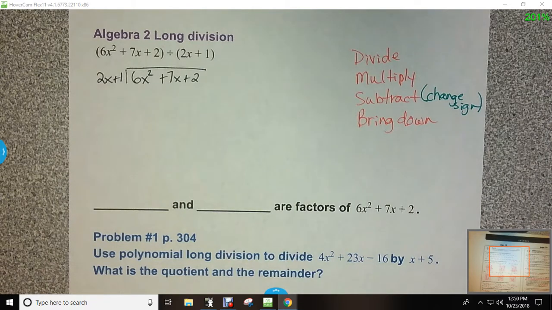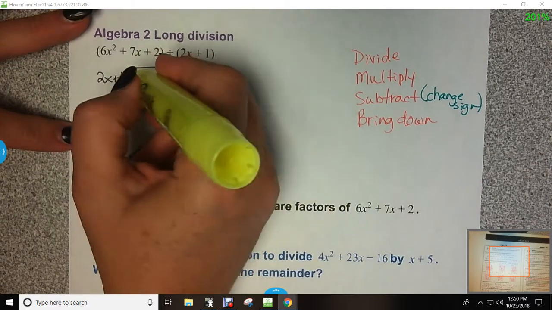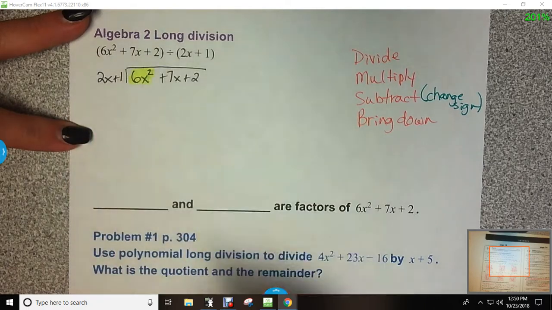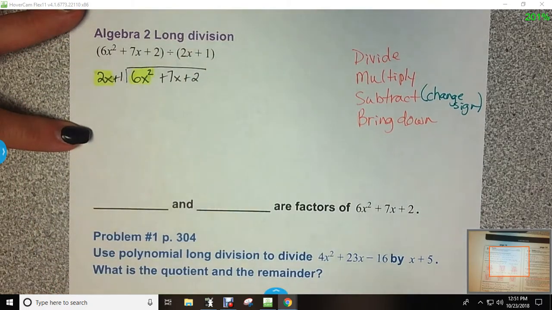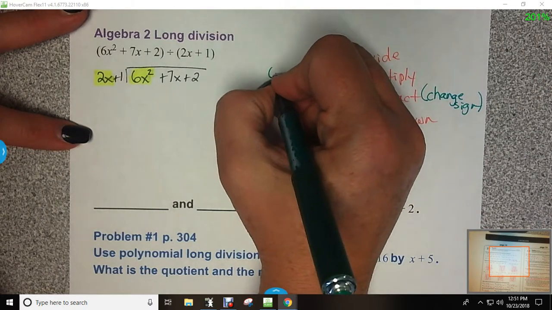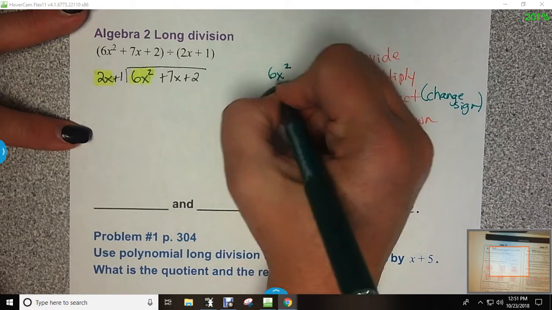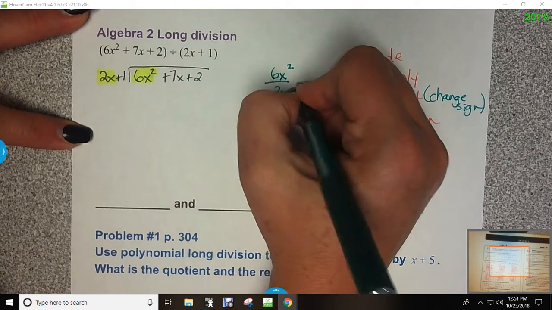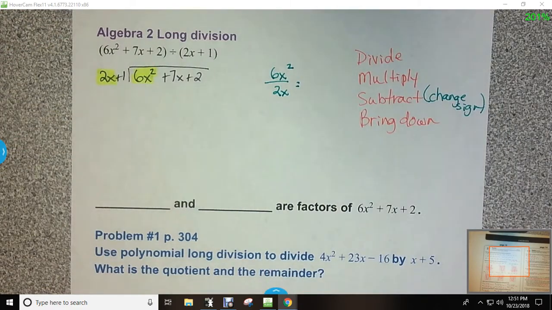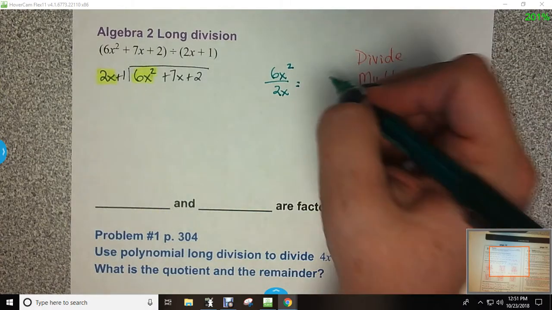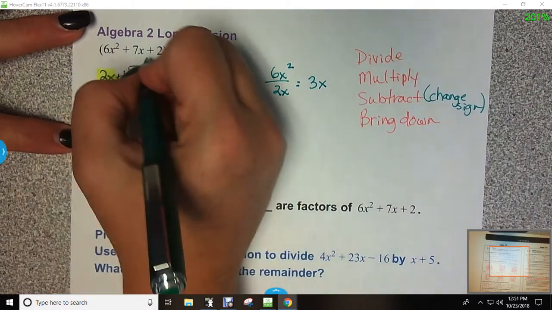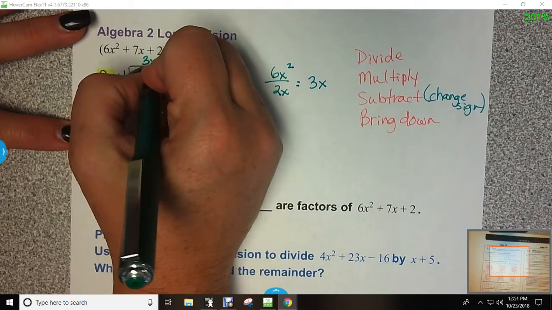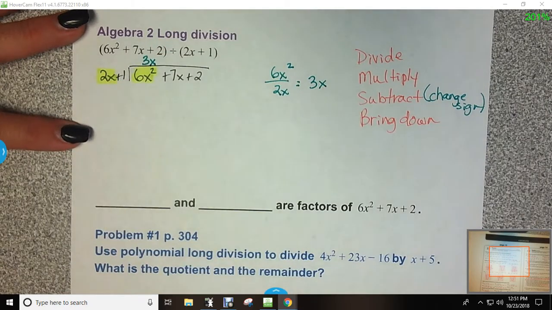Alright, so step 1. We're going to take this first term in here and divide it by just the first term out front. And I'm going to put it out here to the side so you can see what I'm doing. I want to do 6x squared divided by 2x. What does that give you? 3x. So that's what goes on top of the house. Okay, that was step 1.